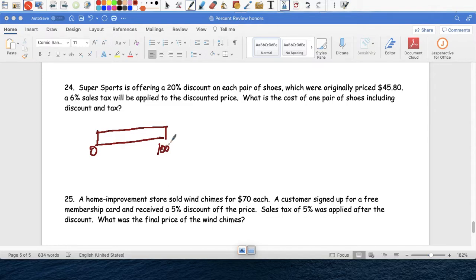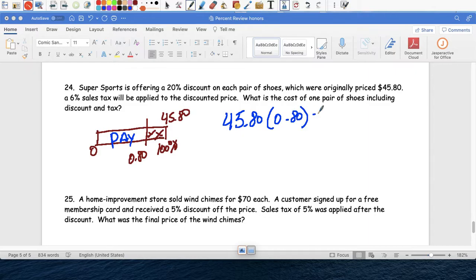Bar model. 0, 100%. Right now, my shoes are $45.80. If they take 20% off, I still have to pay for 80% of the shoes. This is what I'm going to pay after the discount. So what is 80% of 45.80? You would go 45.80 times 0.80. So after the discount, the shoes come down to $36.64.